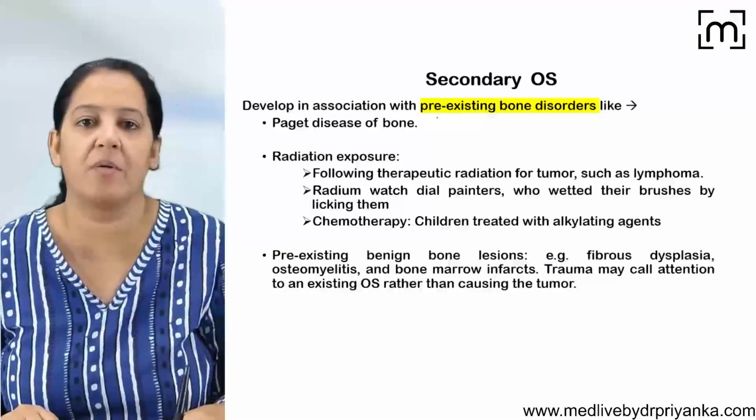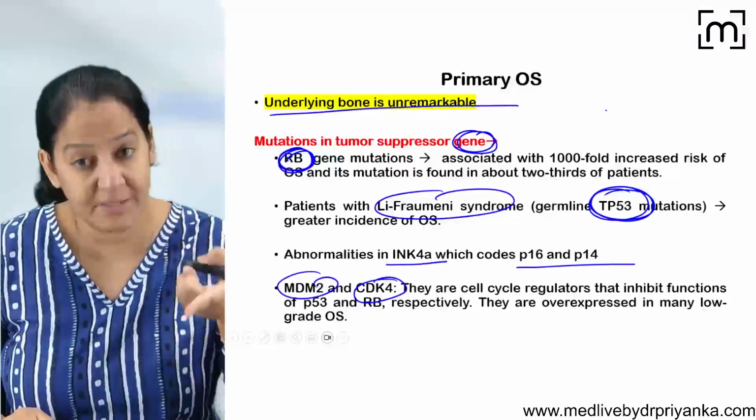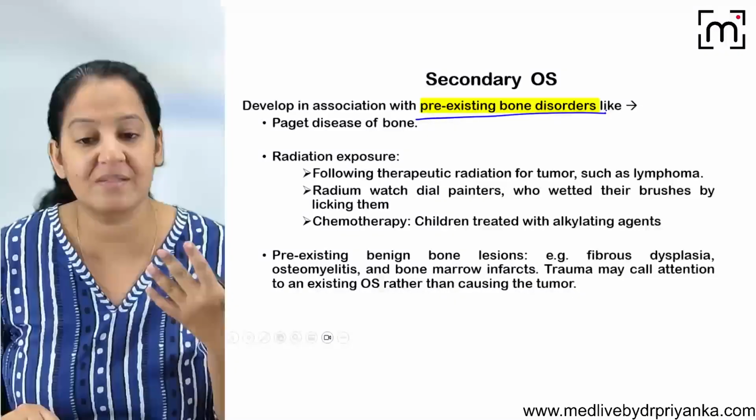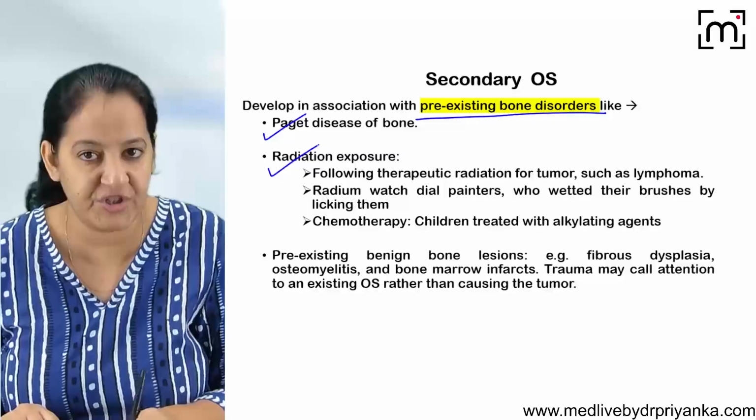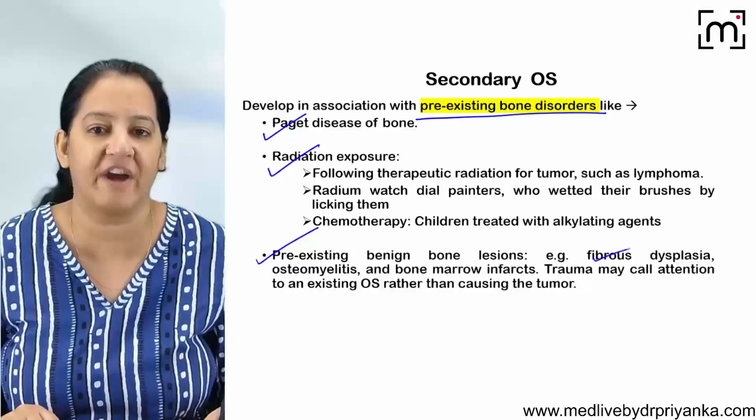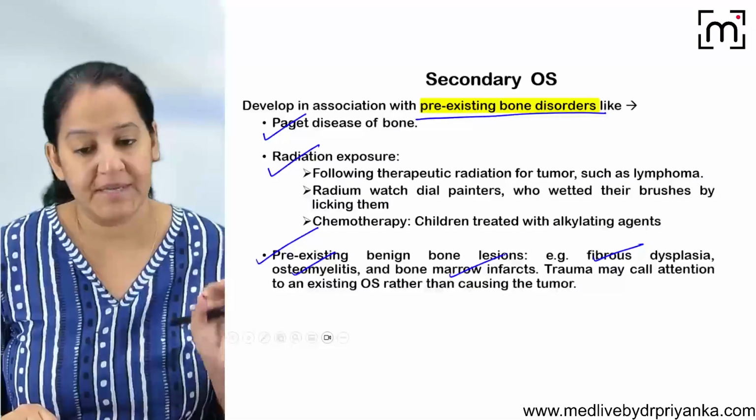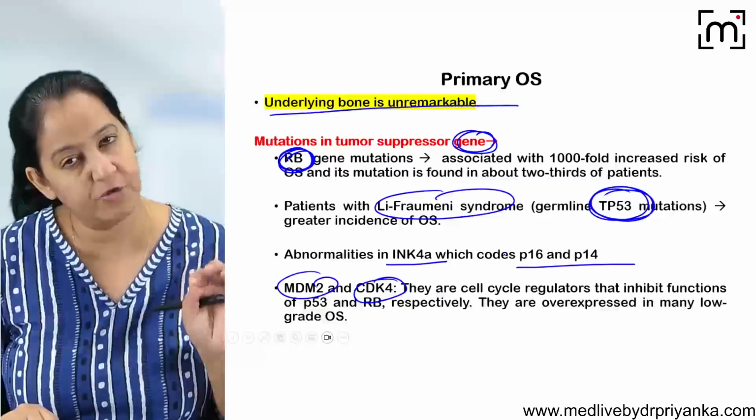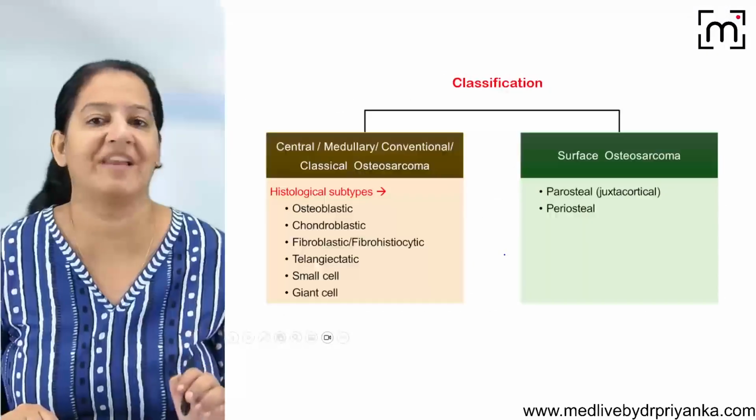In secondary osteosarcoma, pre-existing bone disorders are there. In the primary one the bone was healthy, and it is due to mutation in the gene. But in secondary, there is a pre-existing disorder in the bone. Maybe there is Paget disease of the bone, or some radiation exposure to the bone, or pre-existing benign bony lesions like fibrous dysplasia, osteomyelitis, bone marrow infarcts, like that. So in primary, the bone is unremarkable but there is mutation in the genes. In secondary, there are pre-existing bony lesions.